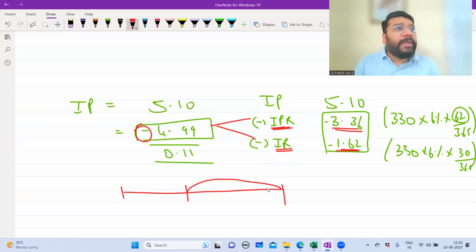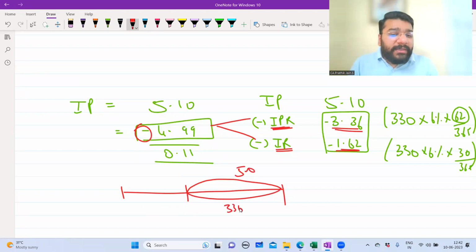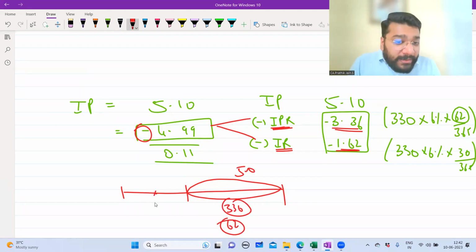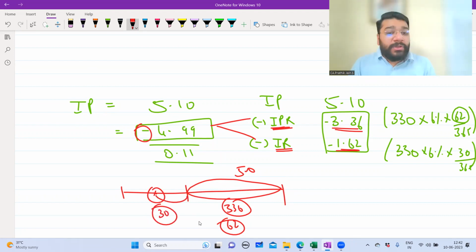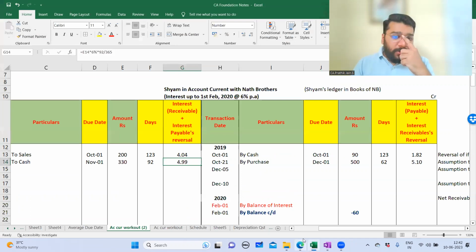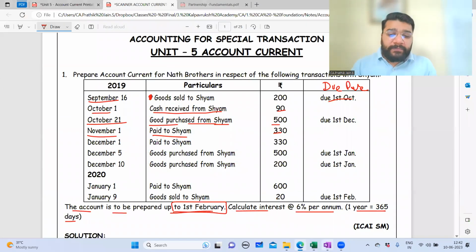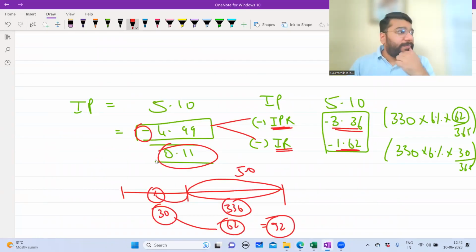The interest what you calculated here on 500 rupees, we have to reverse it to the extent of 330 rupees for 62 days. Not only that, you made an early payment, so we have to charge 30 days of interest more from that fellow. So 30 plus 62 is how much? 92 days. Now tell me, clear or not clear? So if you do 5.10 minus 4.99, balance is how much? 0.11. This is the amount who has to pay to whom?